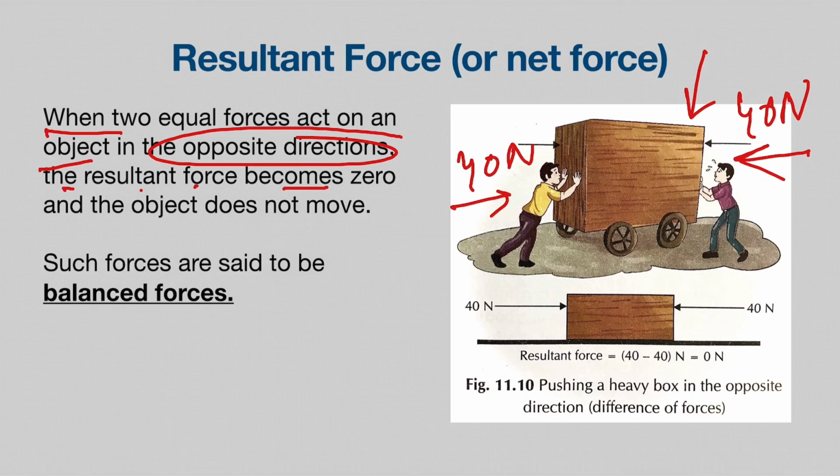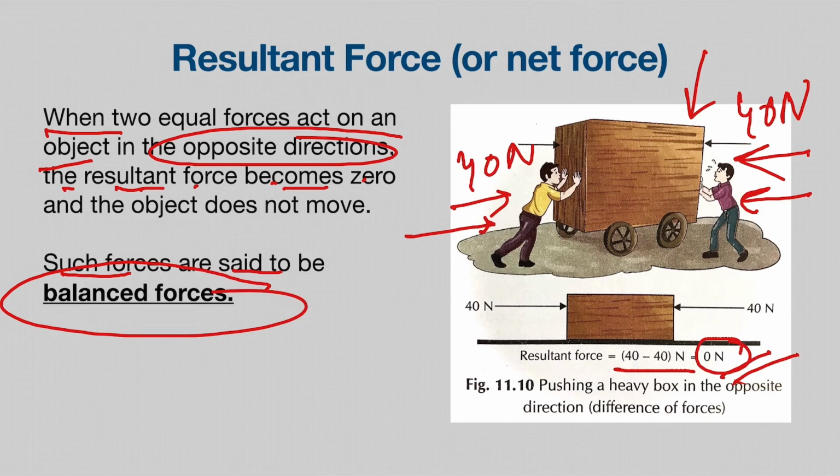acting separately. If we do it mathematically, we can write 40 minus 40, because this one is applying force this side and this one is applying force that side, so they cancel each other out, and hence the resultant, the total force, becomes 0. Hence this object will not change its position. The resultant force becomes 0. Such forces are said to be balanced forces. This type of force can also be called balanced force.